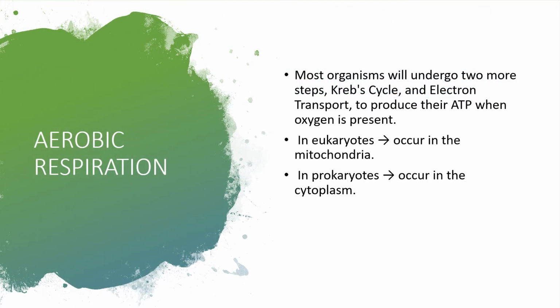In aerobic respiration, most organisms will undergo two more steps, which are the Krebs cycle and electron transport, to produce their ATP when oxygen is present. In eukaryotes, it occurs in the mitochondria. In prokaryotes, it occurs in the cytoplasm.